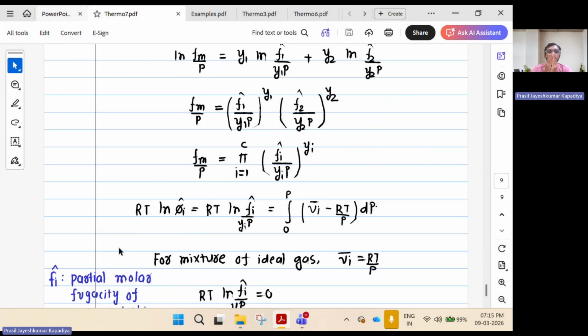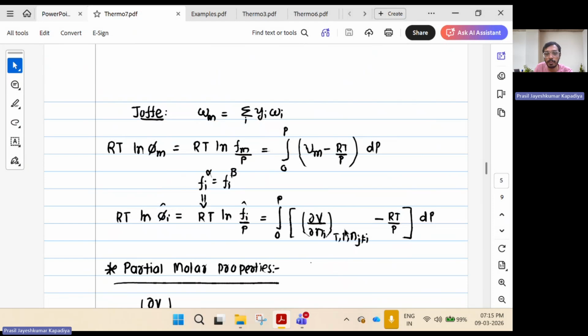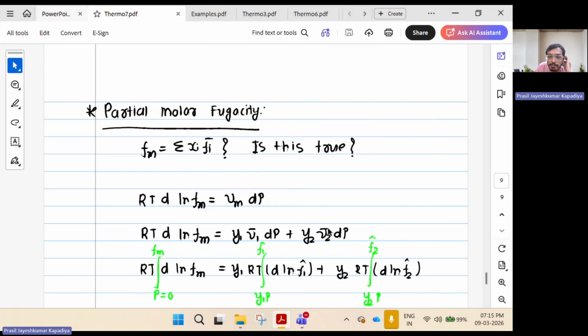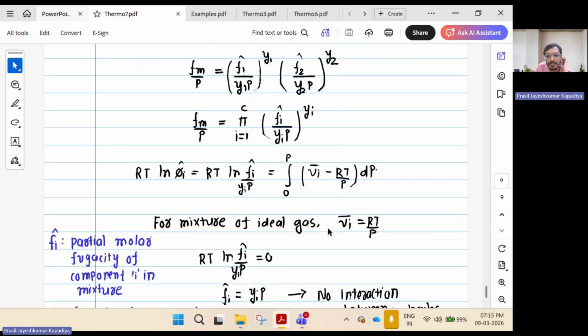Okay. Now similarly, what will be my equation? My equation is RT into ln Fi cap by Yi into P is equal to the integration from 0 to P, for a particular component, of Vi bar minus RT by P dP. This was my relation for each particular component, RT ln Fi cap. Here it should be Yi, Fi cap divided by Yi into P, as we are not dealing with a pure system, we are dealing with a mixture. So it should be Fi cap divided by Yi into P is equal to the integration from 0 to P of Vi bar minus RT by P dP.